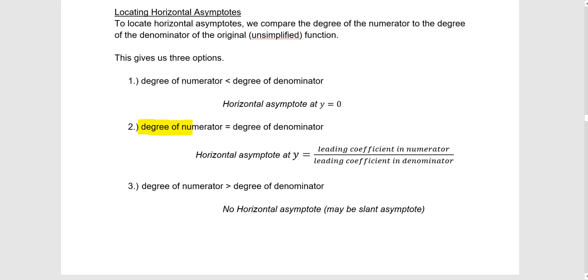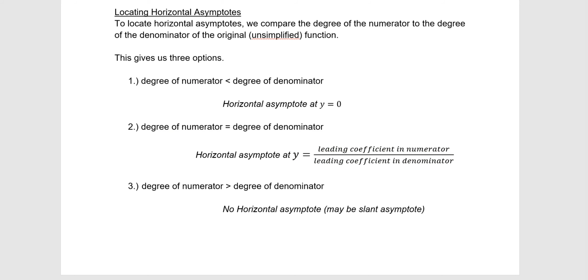So let's say that the degrees are equal. Degree of the numerator equals the degree of the denominator. Whenever that's the case, there's going to be a horizontal asymptote at y equals a ratio. It's going to be y equals the leading coefficient in the numerator divided by the leading coefficient in the denominator. So it's going to be the number multiplying the highest degree in the numerator divided by the number multiplying the highest degree in the denominator.